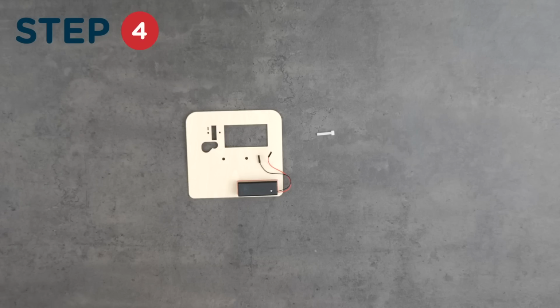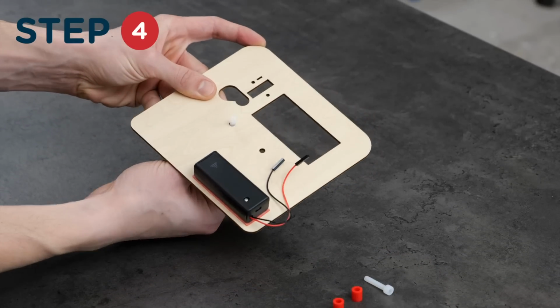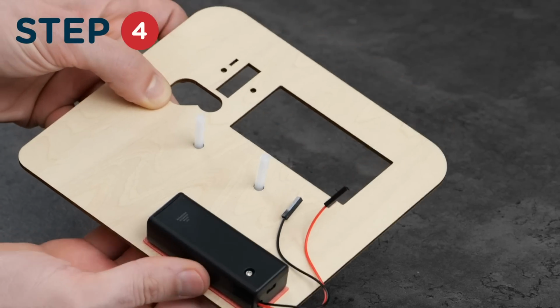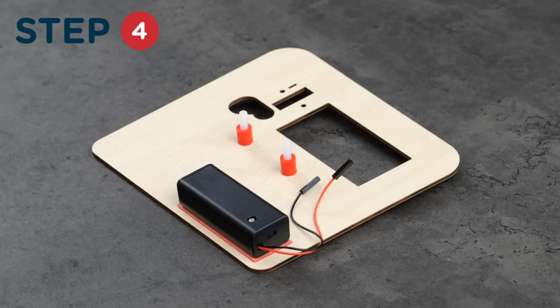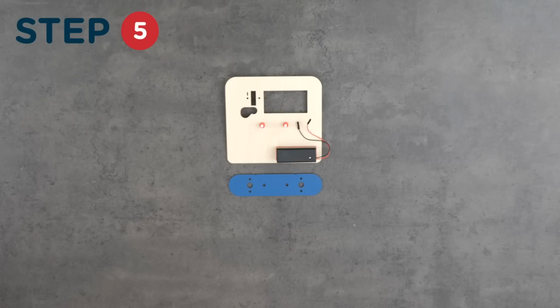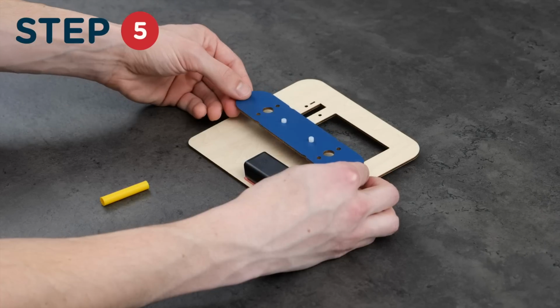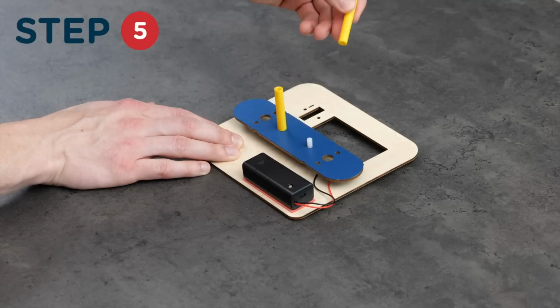Now grab 2 white bolts and 2 red spacers. And then from the bottom, insert 2 long white bolts up through the central holes in the wood frame. Then slide 2 red spacers down over each of the white bolts. Now locate a dark blue wood rail and 2 yellow standoffs. Place the dark blue wood rail over the white bolts and secure it in place by twisting on the yellow standoffs.